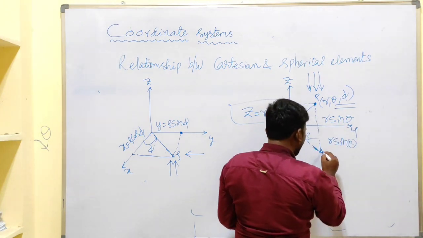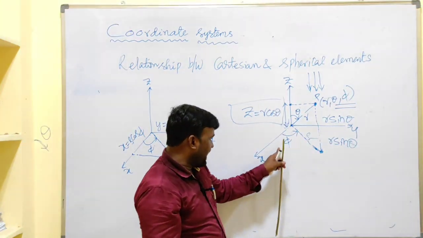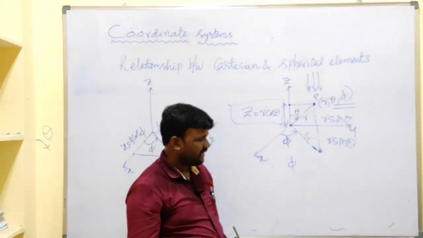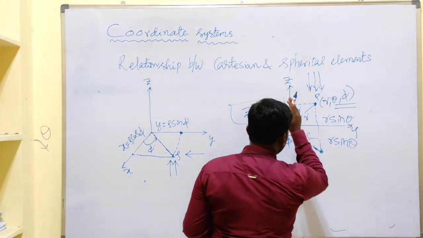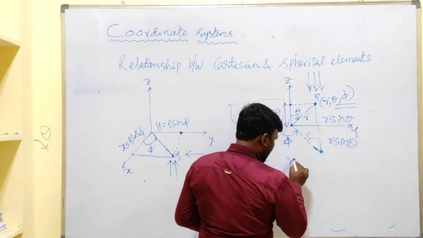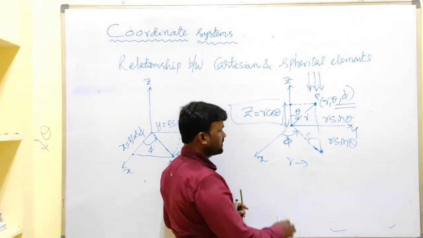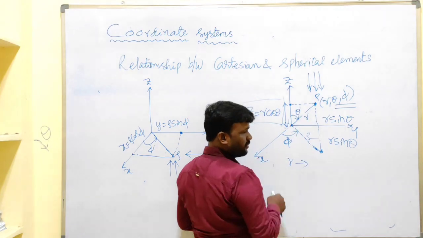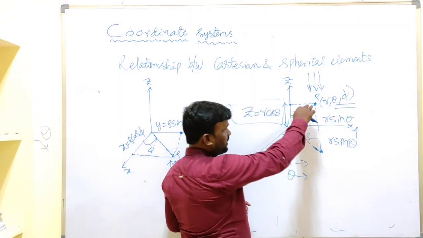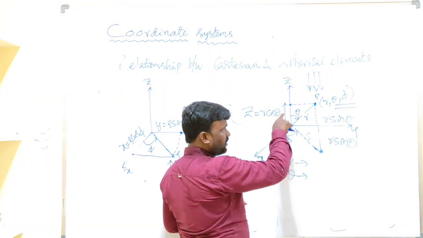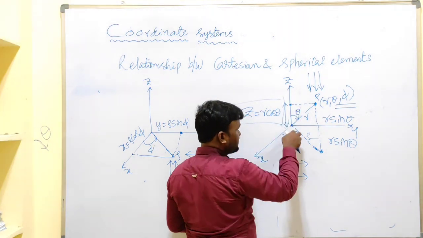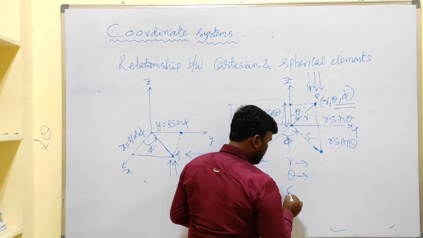This r sin theta makes an angle with the x axis, and that angle is phi. Here you have to remember, in the spherical coordinate system, first, r is the radius of the sphere, the position vector of the point P with respect to the origin. Theta is the angle between the position vector of point P on the sphere and the z axis. And phi is what?